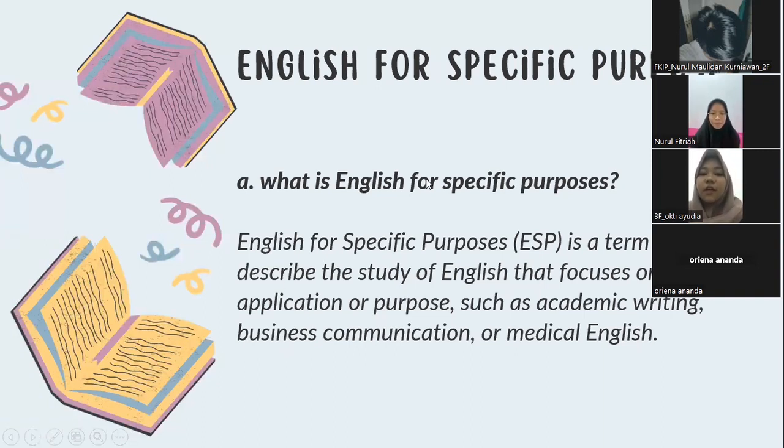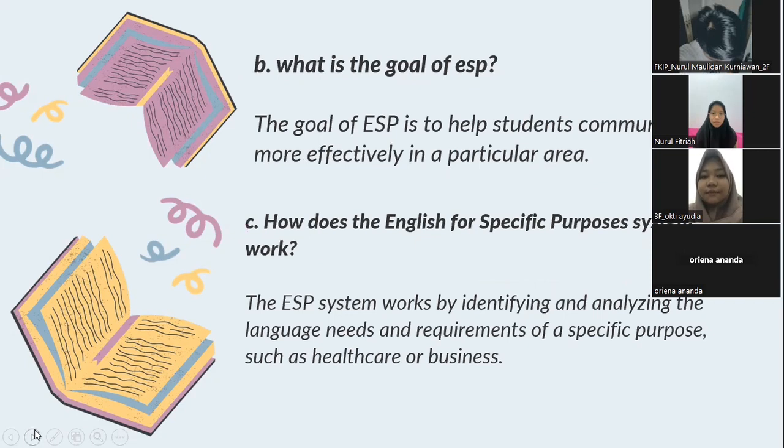Okay, I want to explain about English for Specific Purposes. First, what is English for Specific Purposes? English for Specific Purposes, or ESP, is the term used to describe the study of English that focuses on specific applications or purposes, such as academic writing, business communication, or medical English. Next, what is the goal of ESP? The goal of ESP is to help students communicate more effectively in a particular area.